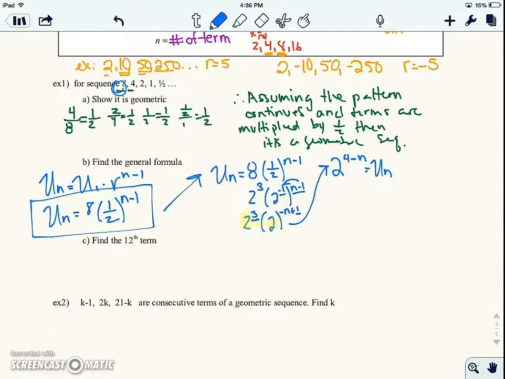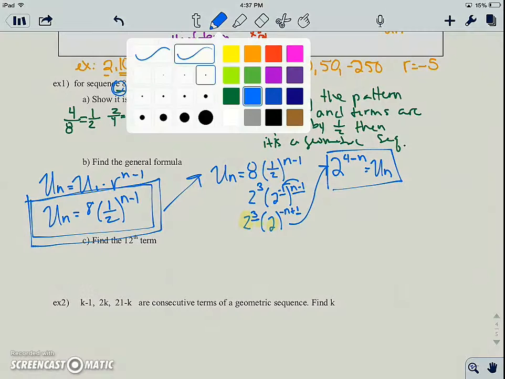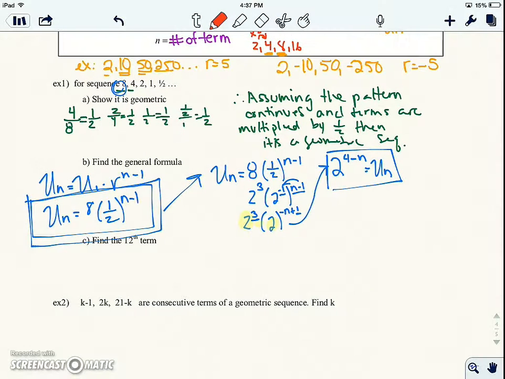For the geometric, we got the answer in the box, but we used algebra to simplify it to 2 to the 4n, or 2 to the 4 minus n. Luckily for you, they are okay with this one when we're talking geometric. And then of course it says, now use that formula to find the 12th term.